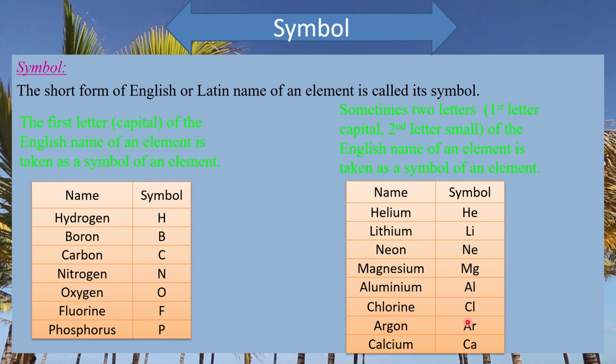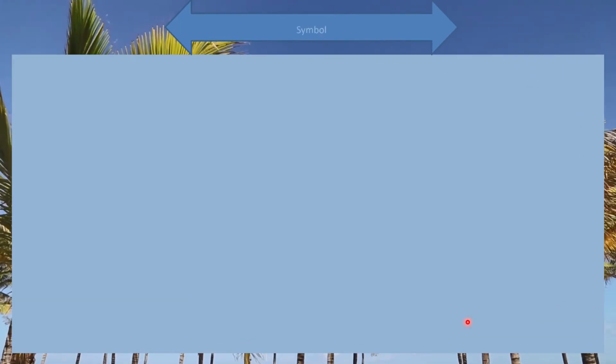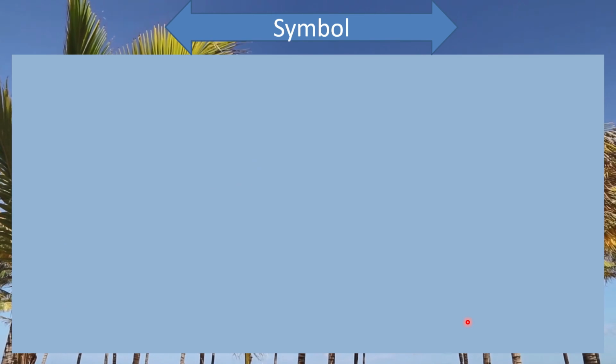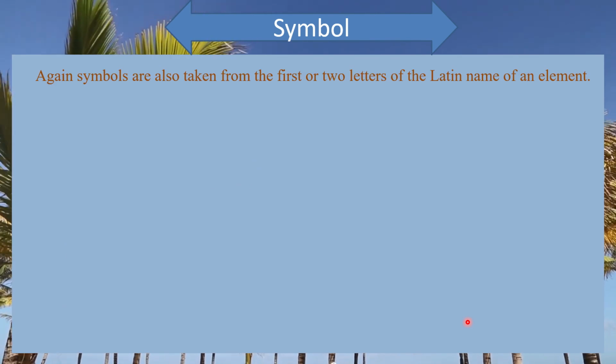Now students, there are some symbols which are not taken from the English name. For example, sodium. Sodium is spelled S-O-D-I-U-M. So its symbol may be S or So, but the symbol of sodium is Na. This symbol is taken from the Latin name of sodium. I told you that a symbol is also taken from the Latin name of the element.